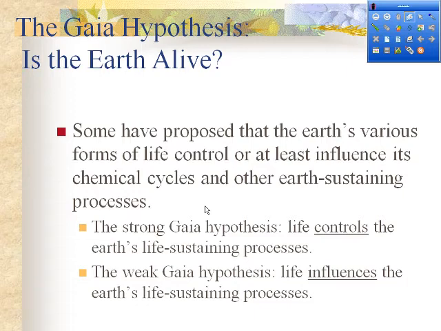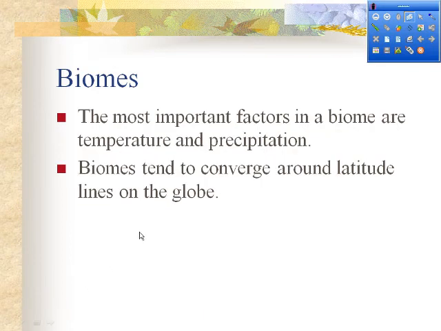Do you think that the animals, eating and living and dying and reproducing and all the stuff that animals do, you think that is controlling the cycles, or are the cycles controlling the animals? It kind of depends on where you fall on that spectrum. Biomes, we're going to go through and talk about each of the different biomes. The two most important factors in a biome are the temperature and the precipitation. So that is really the determining characteristics, temperature and precipitation, the amount of rainfall. And then they tend to converge around the latitude lines on the globe. And that goes back to that quiz question that we had, that our previous notes kind of alluded to, and now we're spelling it out really clearly.